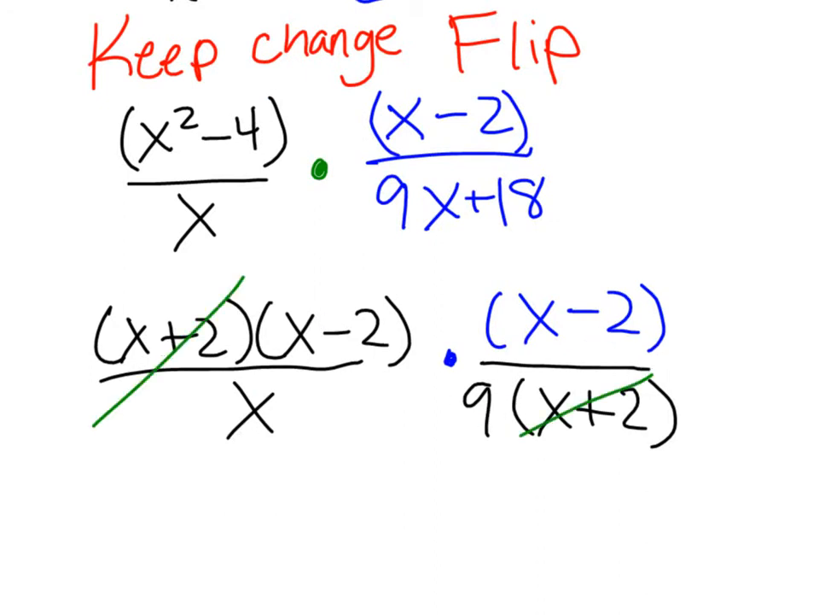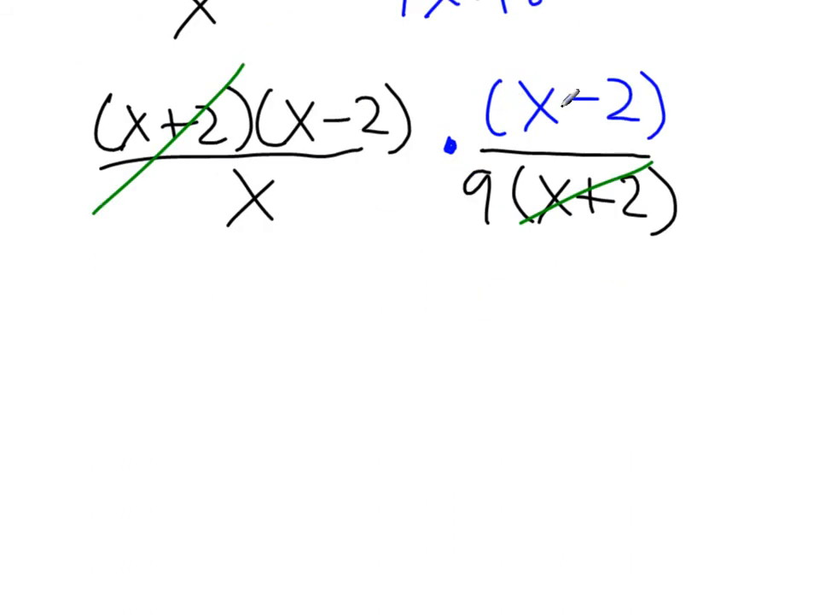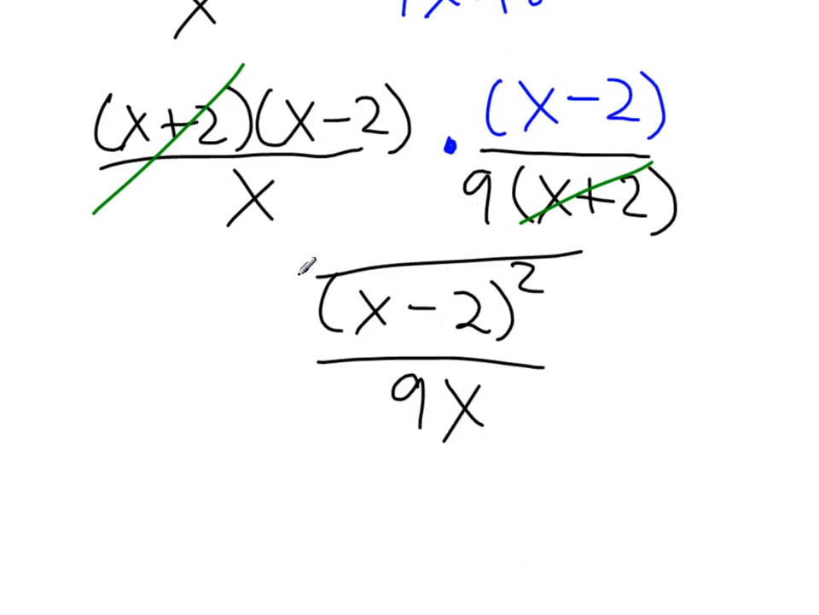So now we'll multiply straight across. X minus 2 times x minus 2 is the same thing as x minus 2 squared all over 9 times x. And you are done.